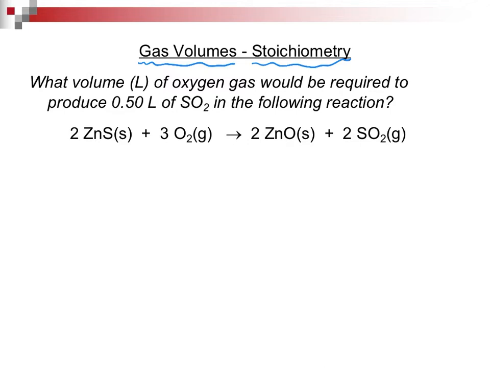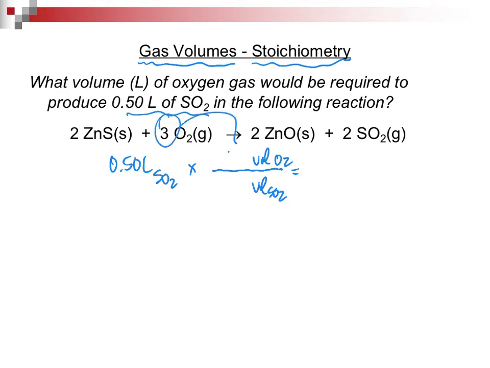This first one says zinc sulfide reacts with oxygen to make zinc oxide and sulfur dioxide. We want to produce 0.50 liters of SO2. So we want to know the volume of oxygen gas that would be required. So I'm going to do a relationship. I'm going to put my volume of SO2 on the bottom. I'm going to put my volume of O2 on the top. And both of those are measured in terms of liters.